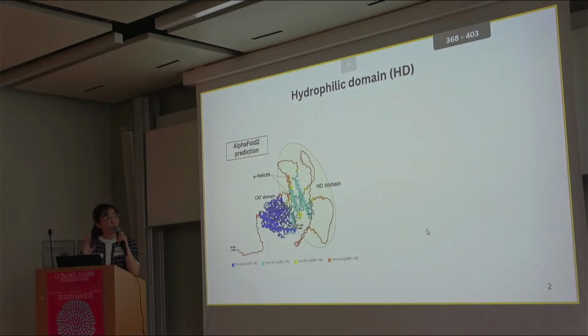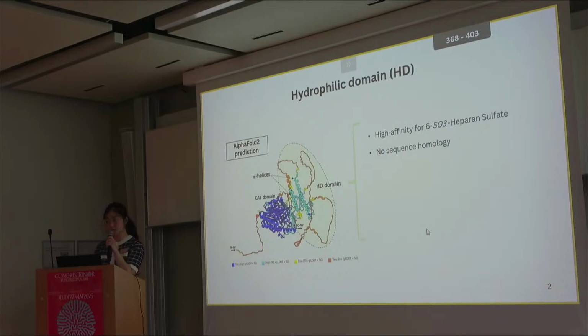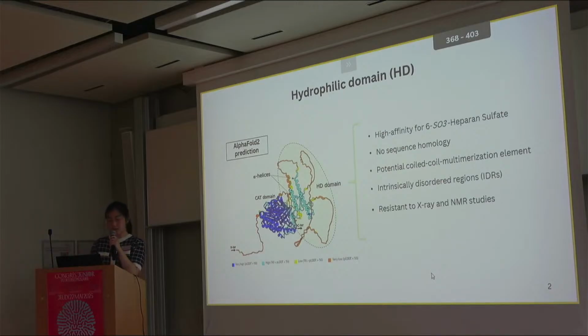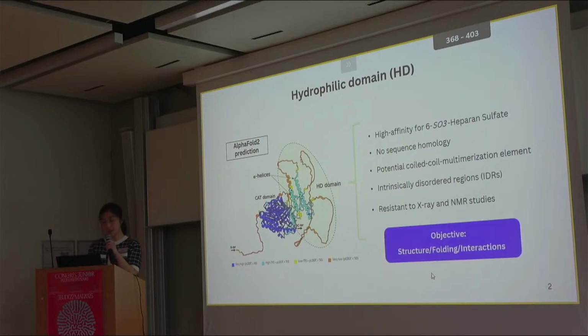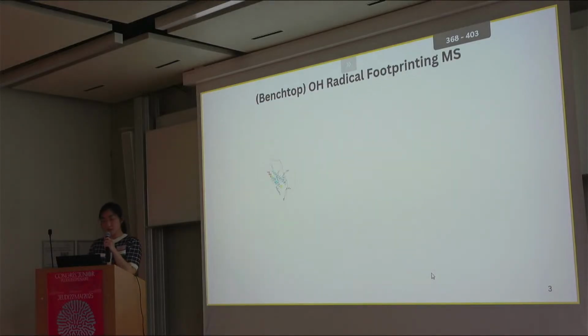mainly because of the part of the molecule called the hydrophilic domain. So the whole protein exists only as an AlphaFold 2 prediction. What we know about this domain is that it has high affinity for substrate, it has no sequence homology, it has a potential multimerization element, and it has intrinsically disordered regions that do not adopt any secondary structure, which makes the whole enzyme resistant to X-ray or NMR studies. So the goal of my internship is to understand its structure, folding, and interaction separately from the whole enzyme, with a technique called OH radical footprinting mass spectrometry.